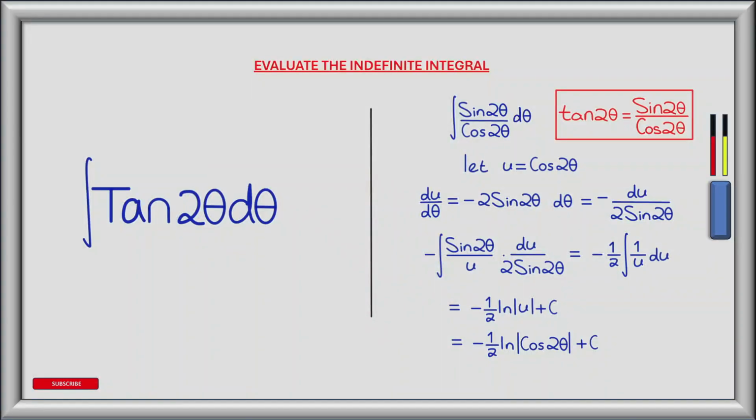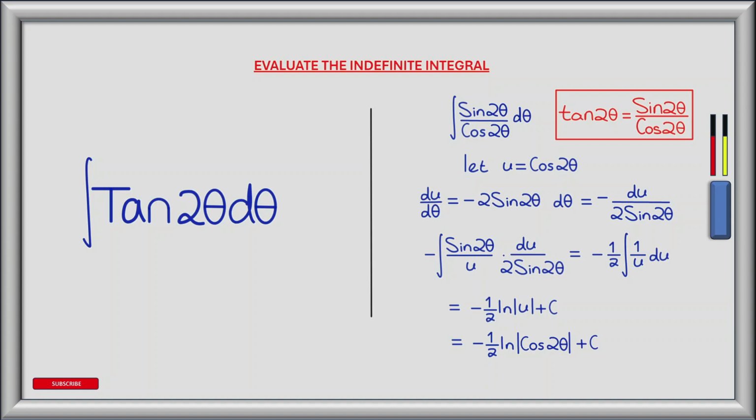Let's look at how we find the indefinite integral of tan2θ dθ. To evaluate this, we need to use a trig identity to replace tan2θ with something that we can more easily integrate, and then use integration by substitution to arrive at the final solution.